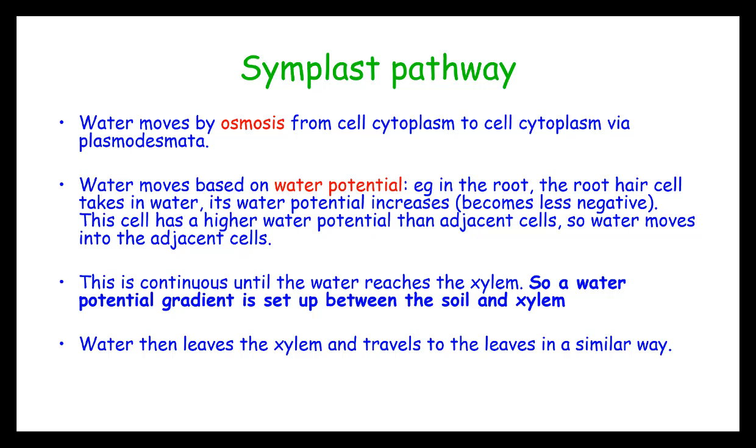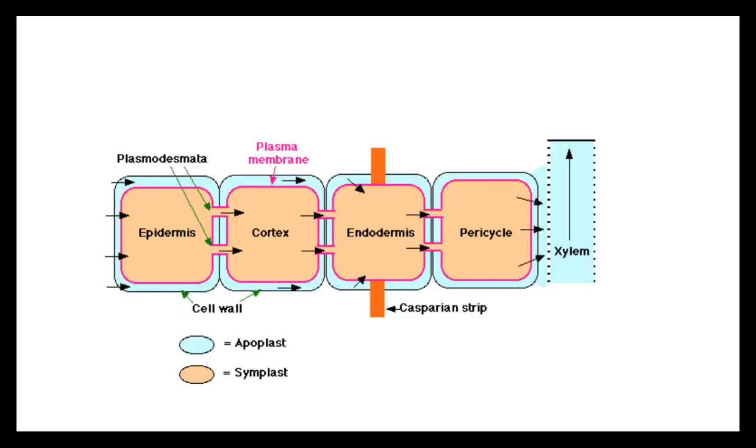Now, just on that little part, so if for example we have the soil here, this has got a high water potential. This is the first cell of the epidermis, so this could be a root hair cell. This would have a low water potential, and that's because there's solutes and things dissolved in the cell. So the water is going to move from an area of high water potential to low water potential across the selectively permeable membrane.